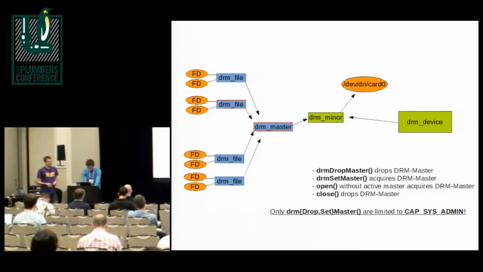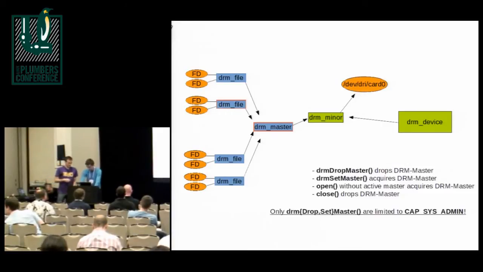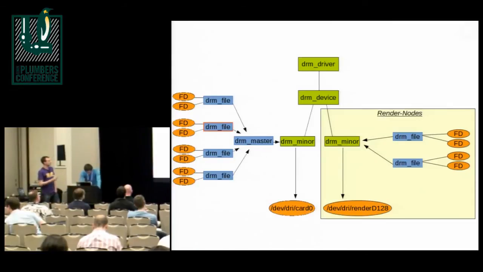So what we did now is change the kernel to separate both mode setting and rendering. And then we can drop all this. We can drop DRM master, we can drop authentication. So on the kernel side, it looks exactly like this. We just add a new DRM minor, and we called it render nodes, and it can be accessed in /dev/dri/renderD, followed by a number.